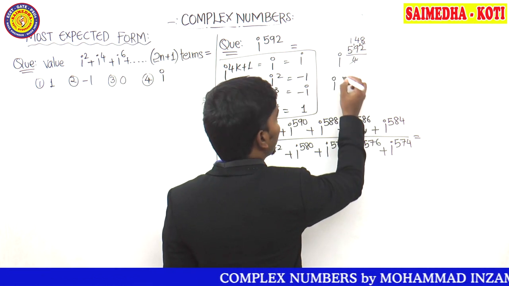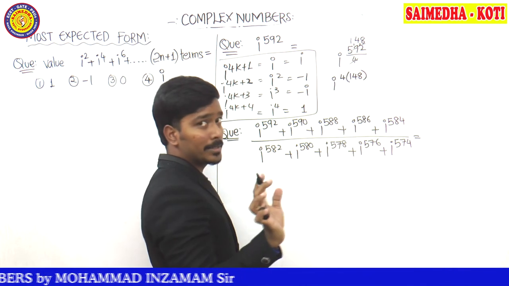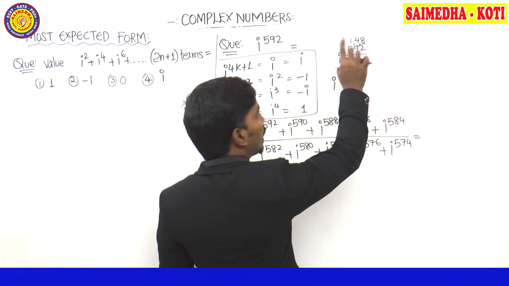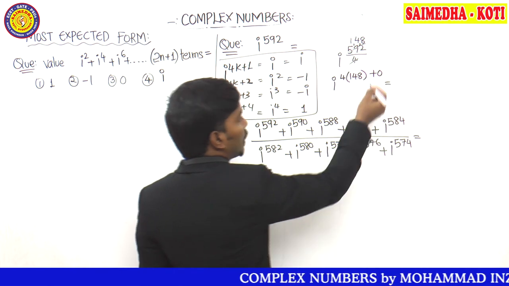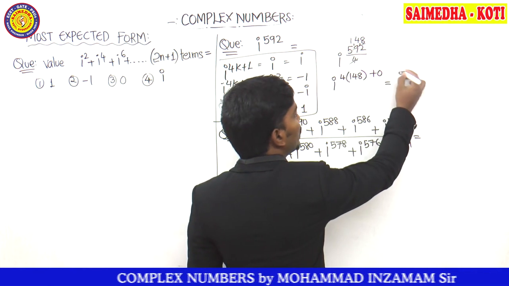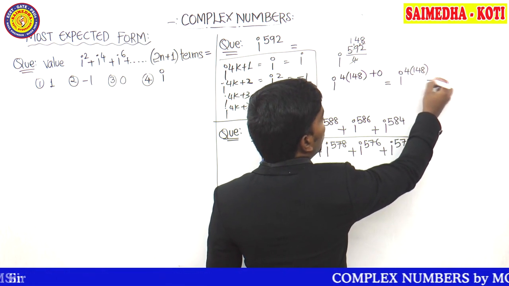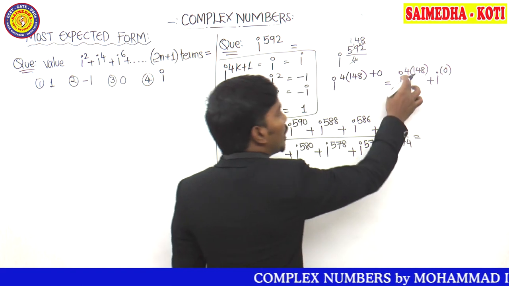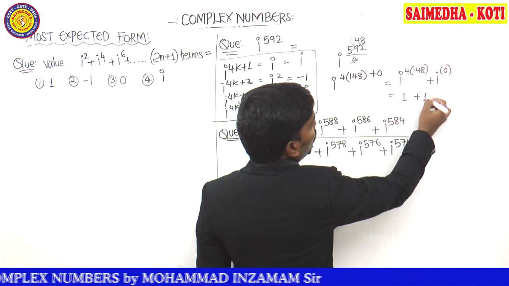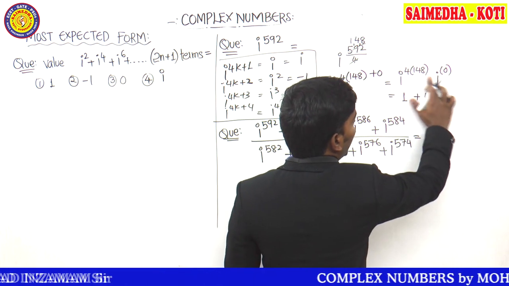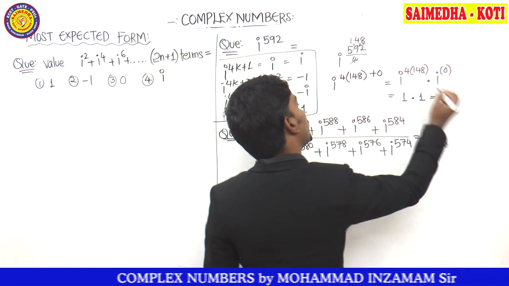Let me write it here so that you can understand. i to the power of 4 times 148. Just for the sake of understanding, I am writing one more time. If it is totally divisible, i to the power of 4k plus 0. It is a multiple of 4. That means it is going to become i to the power of 4 times 148 plus i to the power of 0. Anything to the power of a multiple of 4 is going to become 1. i to the power of 0 is also going to become 1. Bases are same, powers should be added. So this is 1 into 1, the answer is going to become 1 only.